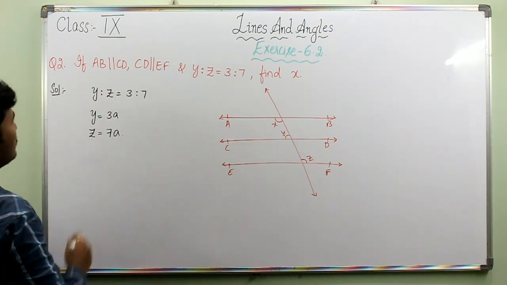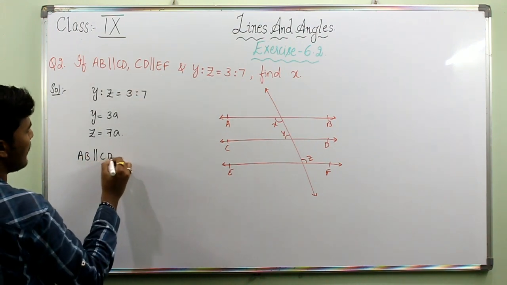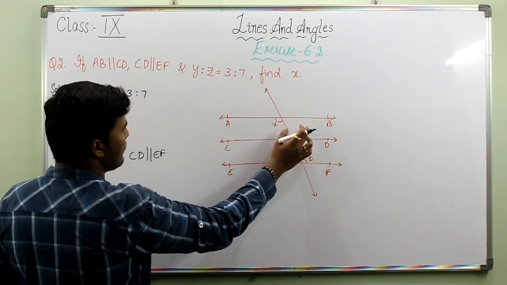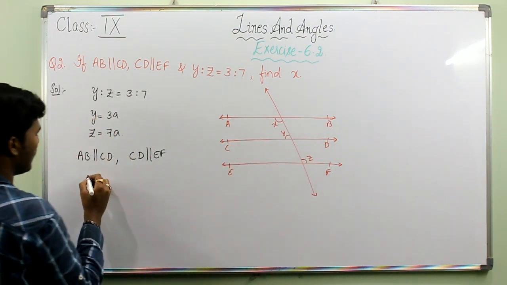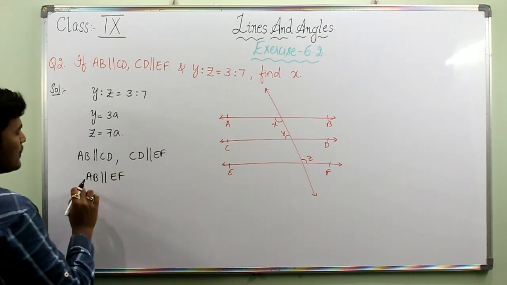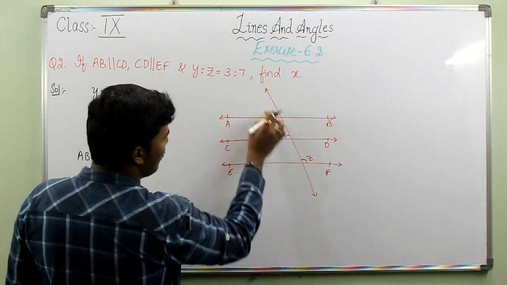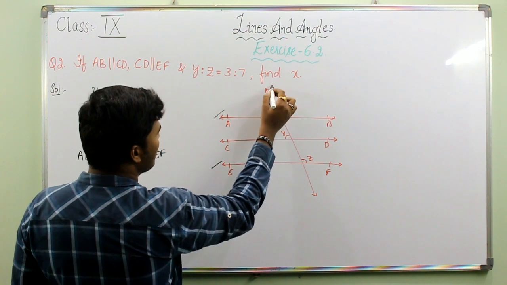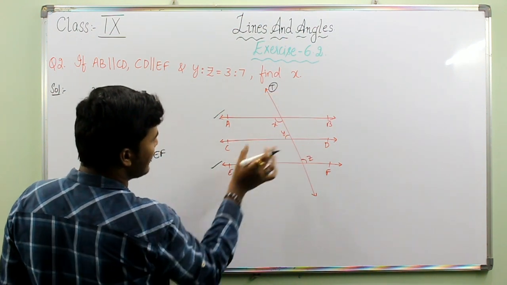Next, what is given to us is AB is parallel to CD as well as CD is parallel to EF. Then automatically AB is also parallel to EF. If AB is parallel to EF, this line becomes a transversal. This transversal is forming two angles, that is X and Z.